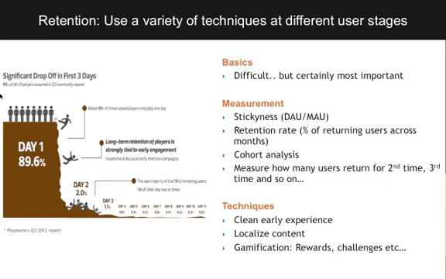That's scary. What you now want to do is, A, make sure that you measure all of this, and B, obviously, again, use techniques to ensure that your actual retention is much more than what the industry standards are. Some of the things that are important to measure that we've already talked about: stickiness, retention rate, right?